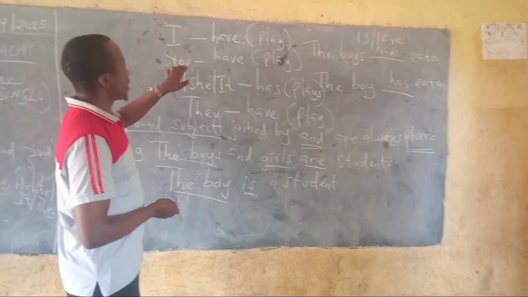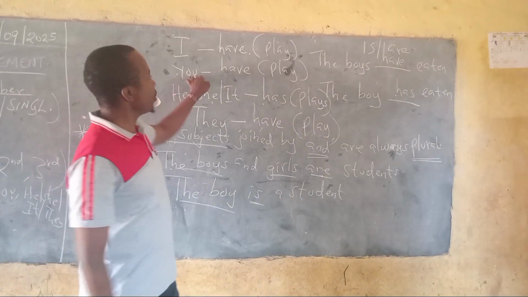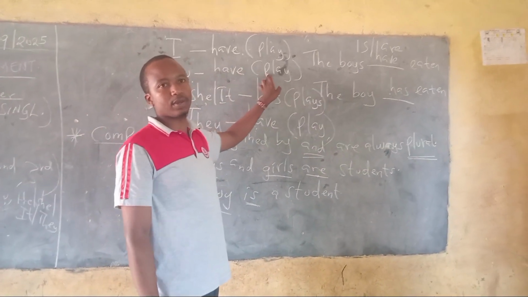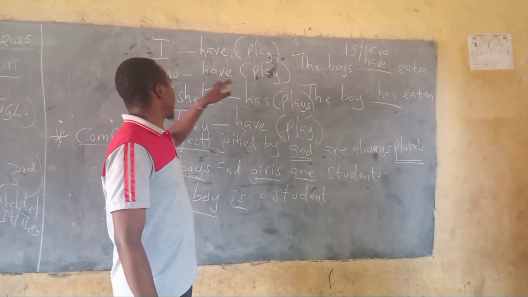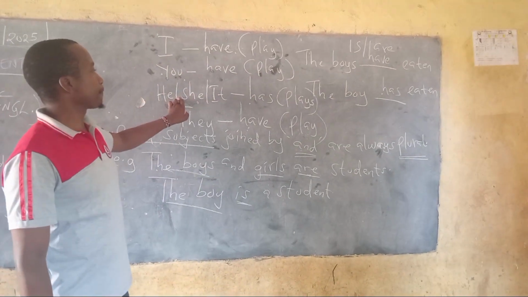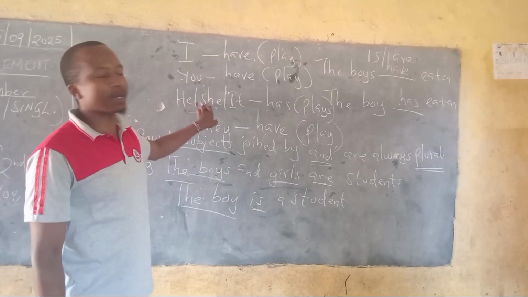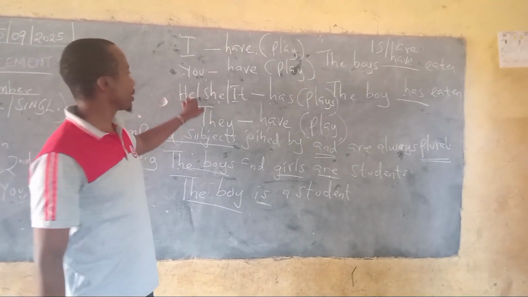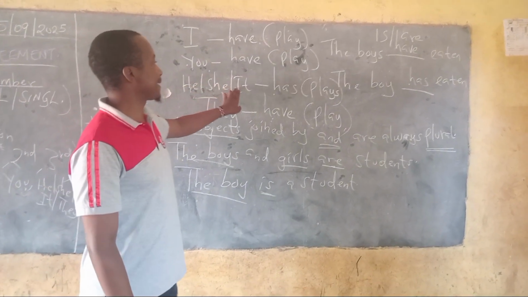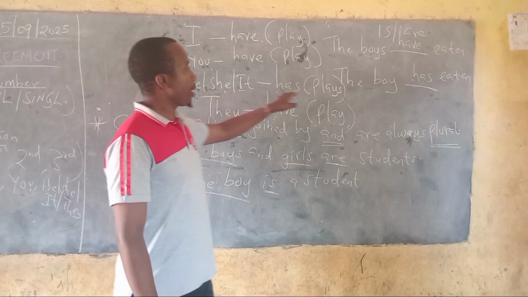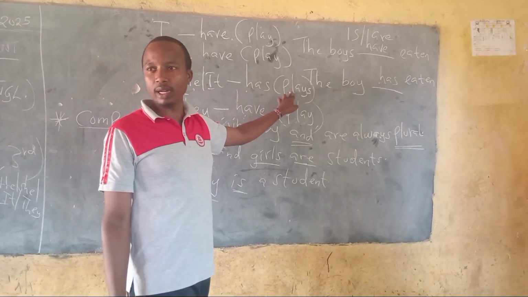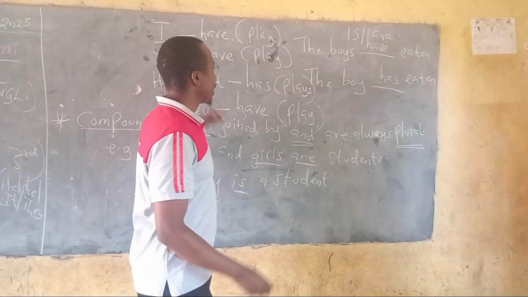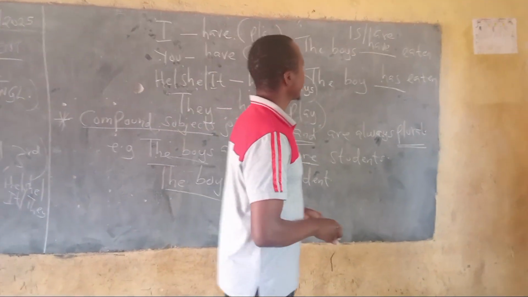And then the second person, you say you play. You cannot say you plays. Are you together? Yes. And then the third person singular, he, she, it. You say he plays. For example, if our object is football, we shall say he plays football, just like that.